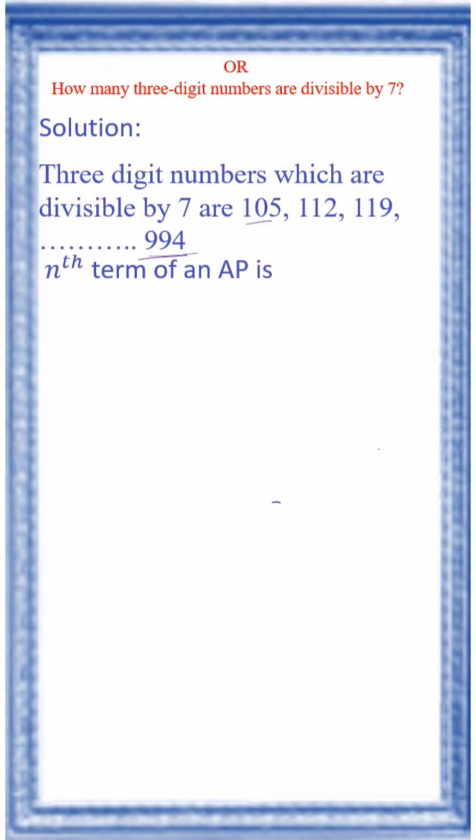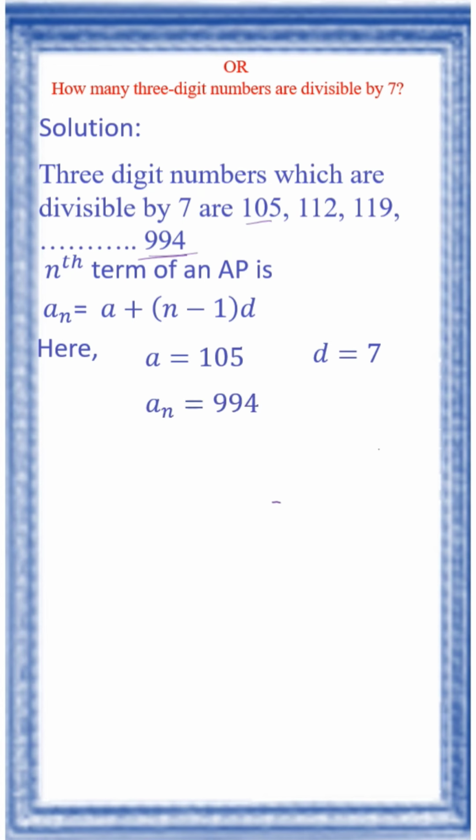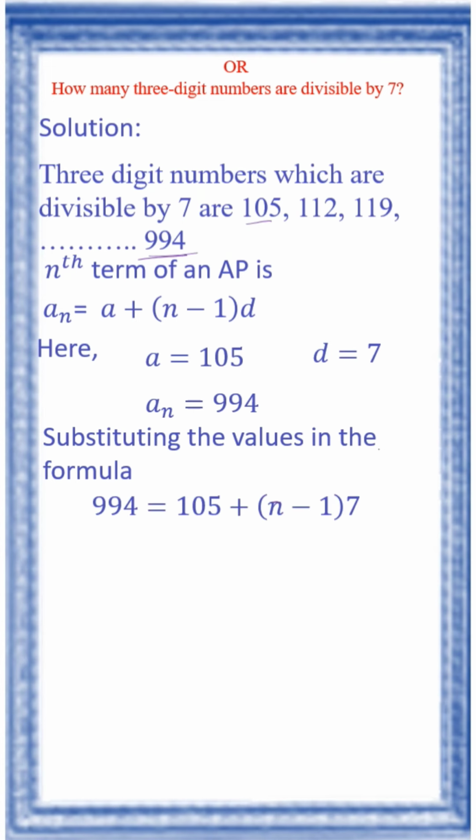So we have to use the nth term of the AP, that is an is equal to a plus n minus 1 into d. Here a is 105, d is 7, an is 994. Okay, now let us substitute the values in the formula. 994 is equal to 105 plus n minus 1 into 7. Here n minus 1 into 7 is equal to, transpose this to this side. What will you get? 994 minus 105.